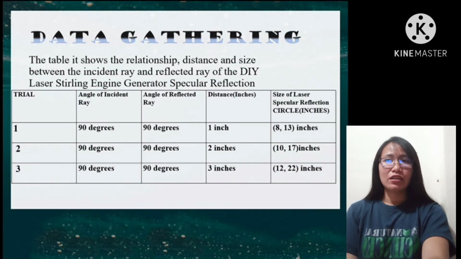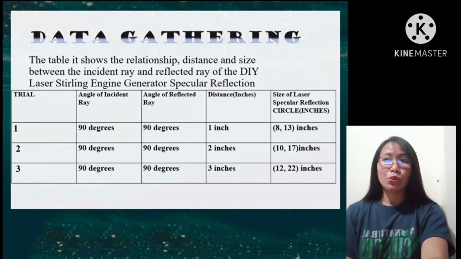From the data above, every trial has an accurate distance from the source of light, which is the DIY Stirling engine generator, yet the angle between the incident ray and the reflected ray is equal at 90 degrees. When the angle of incidence, the angle between the incident ray and the normal, approaches 90 degrees, the reflected ray also approaches a 90-degree angle with the normal. Thus, the angle between the incident ray and the reflected ray approaches 180 degrees.